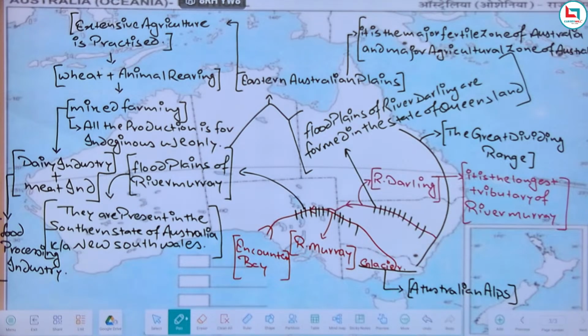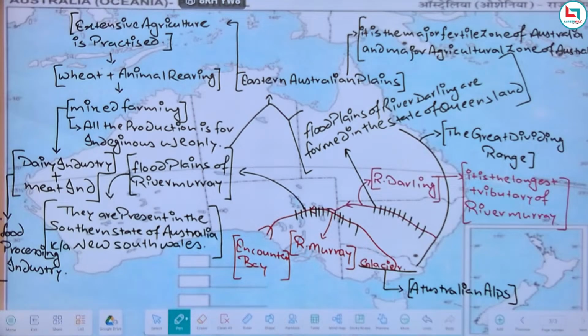Remember, this River Murray originates from the Australian Alps, where we have the presence of glaciers, and it drains into Encounter Bay. We have a tributary of River Murray, known as River Darling. The floodplains of River Darling and River Murray are known as the Eastern Australian Plains, which is the major agricultural zone and the major fertile zone of Australia. Here we cultivate wheat. Along with wheat, animal rearing is also done. Guys, here we do mixed farming.